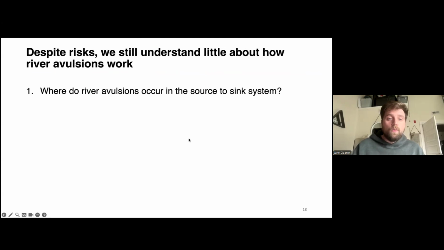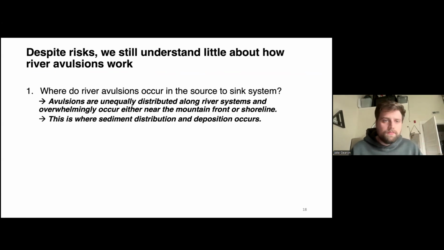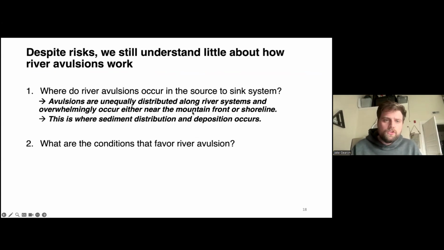Okay, so I wanted to motivate sort of the rest of this talk with this first portion, which is simply where do river avulsions occur in the source to sink system. What we found is that they're unequally distributed, and they normally occur right near the mountain front or shoreline. This is simply where comparatively much more sediment deposition occurs. So now, what are the conditions that favor river avulsion, that precede river avulsion?